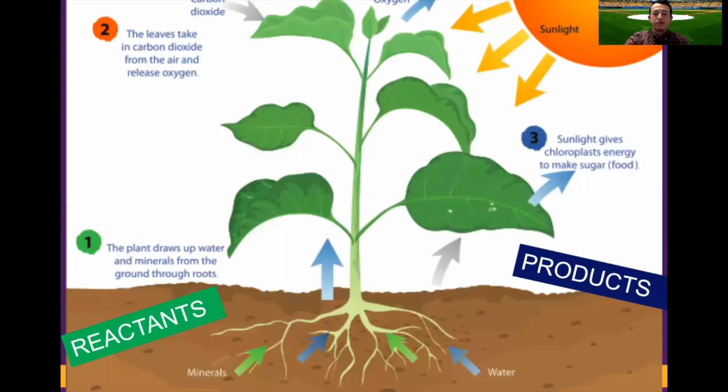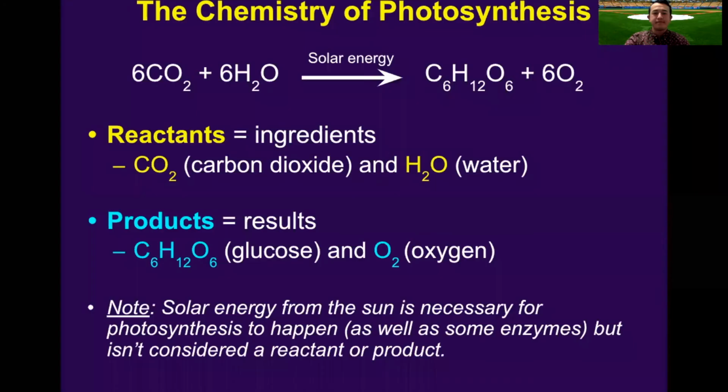Here's another visual. We know that water and those minerals are going to be taken up through the roots. It's going to draw in CO2 from the leaves, and it's going to take in that sunlight. Those are going to be our reactants in our formula. And then as our products, we know that in photosynthesis, the 2 byproducts that it makes are glucose, the C6H12O6 molecules, and we're going to release that oxygen gas.